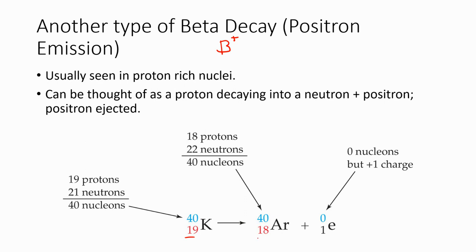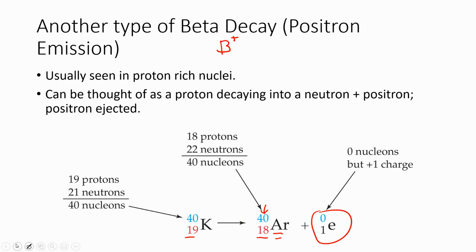That's going to drop our atomic number by 1. But again, since we pick up a neutron while losing a proton, the mass number does not change. We do have a new element as our daughter isotope. It's argon now, and we produce a positron. This is our beta plus particle. And again, it is just like an electron, but with a positive 1 charge.